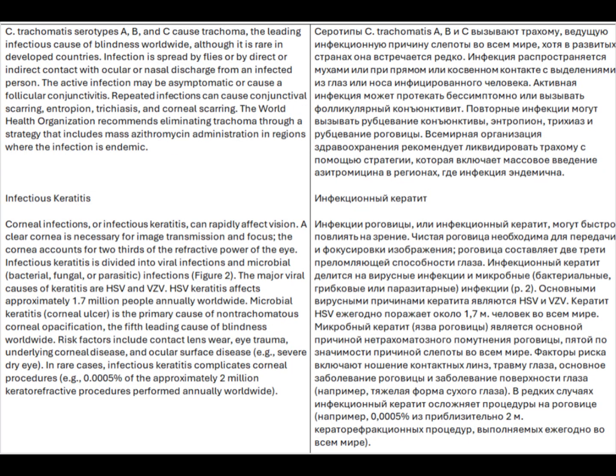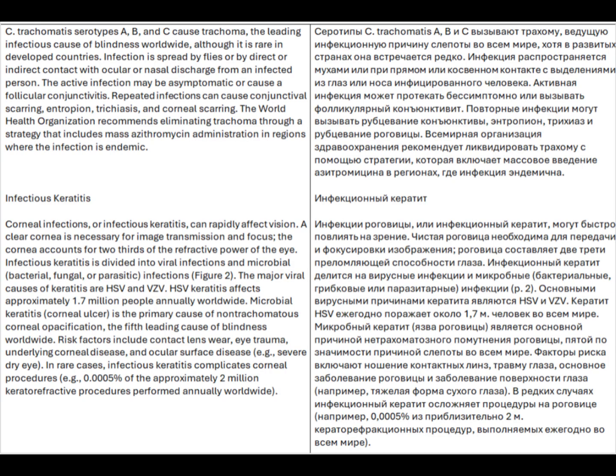C. trachomatis serotypes A, B, and C cause trachoma, the leading infectious cause of blindness worldwide, although it is rare in developed countries. Infection is spread by flies or by direct or indirect contact with ocular or nasal discharge from an infected person. The active infection may be asymptomatic or cause a follicular conjunctivitis. Repeated infections can cause conjunctival scarring, entropion, trichiasis, and corneal scarring. The World Health Organization recommends eliminating trachoma through a strategy that includes mass azithromycin administration in regions where the infection is endemic.